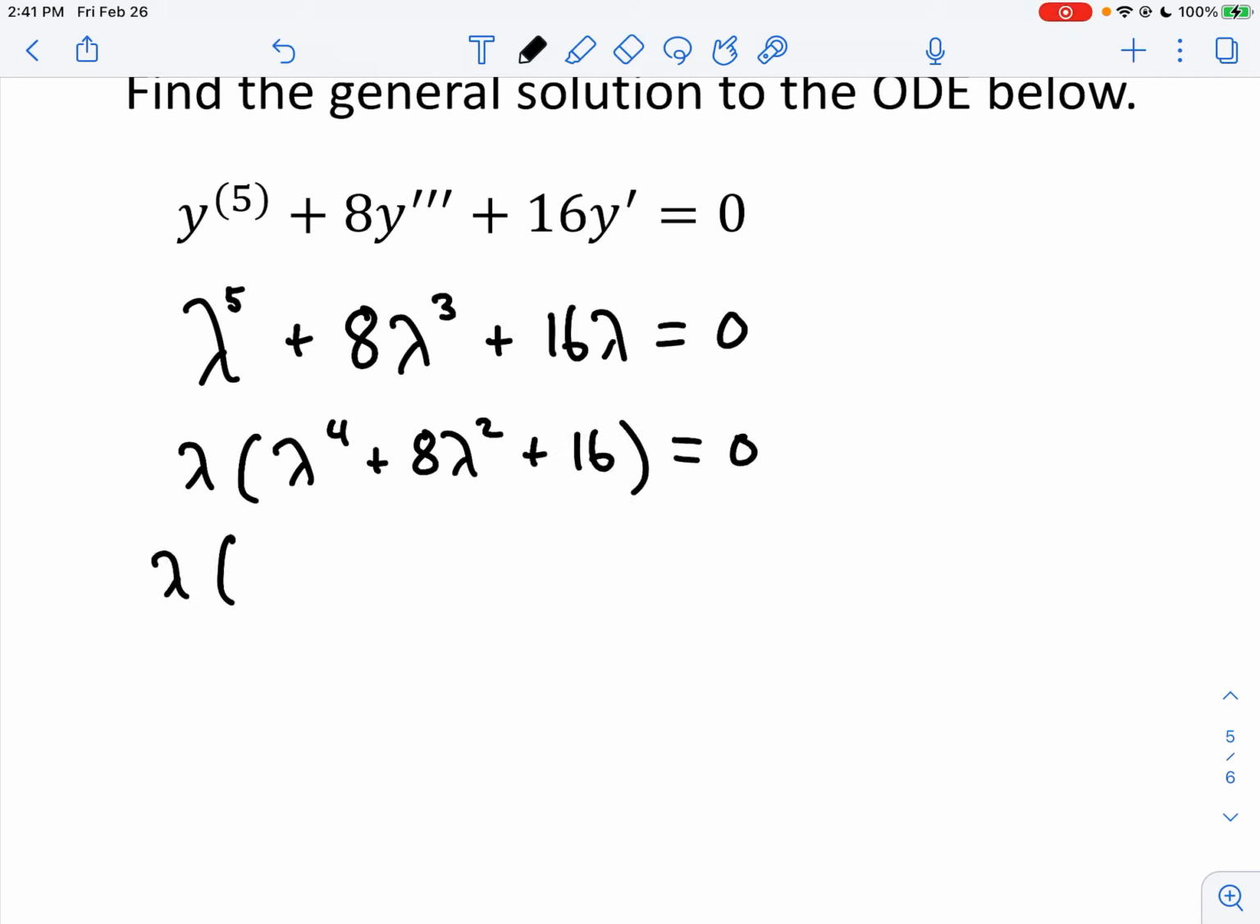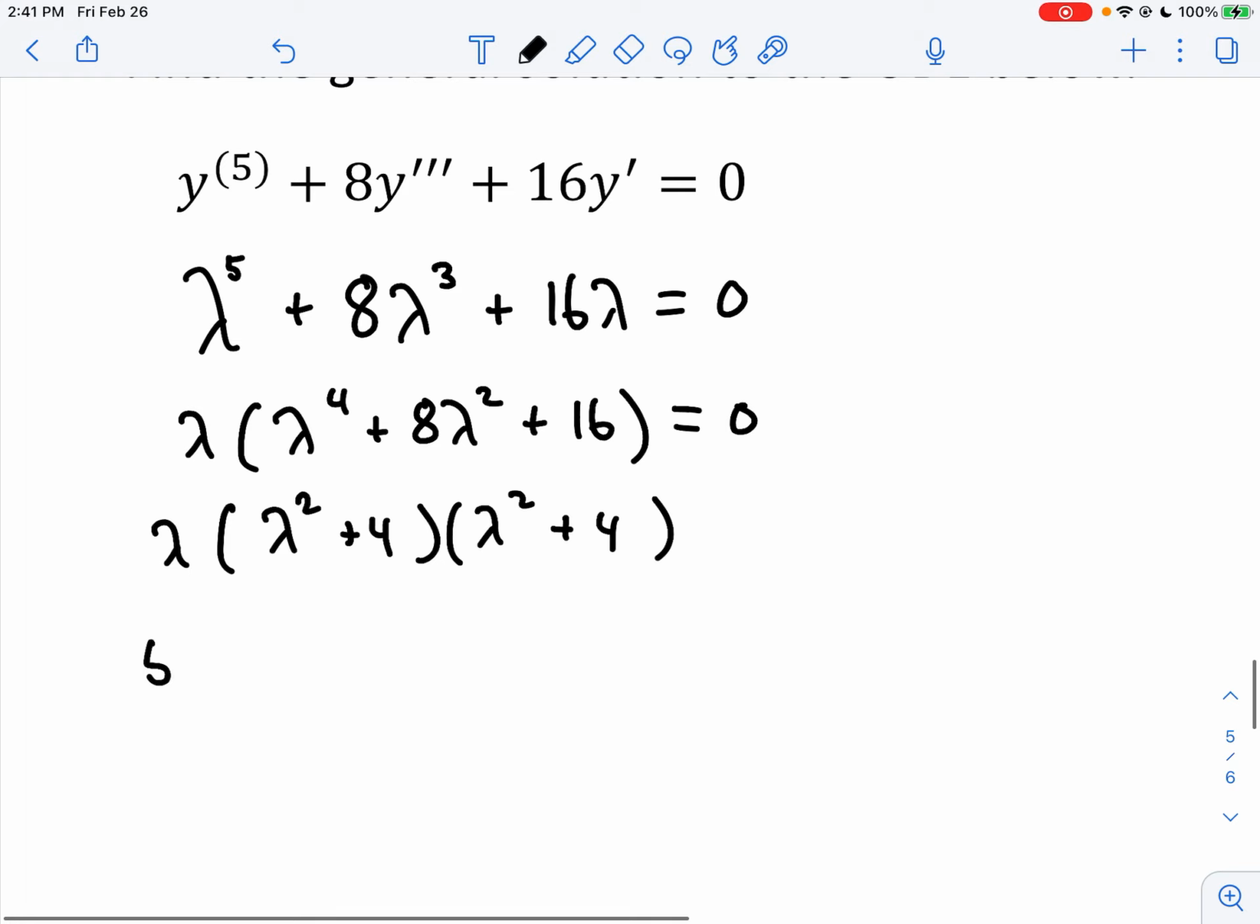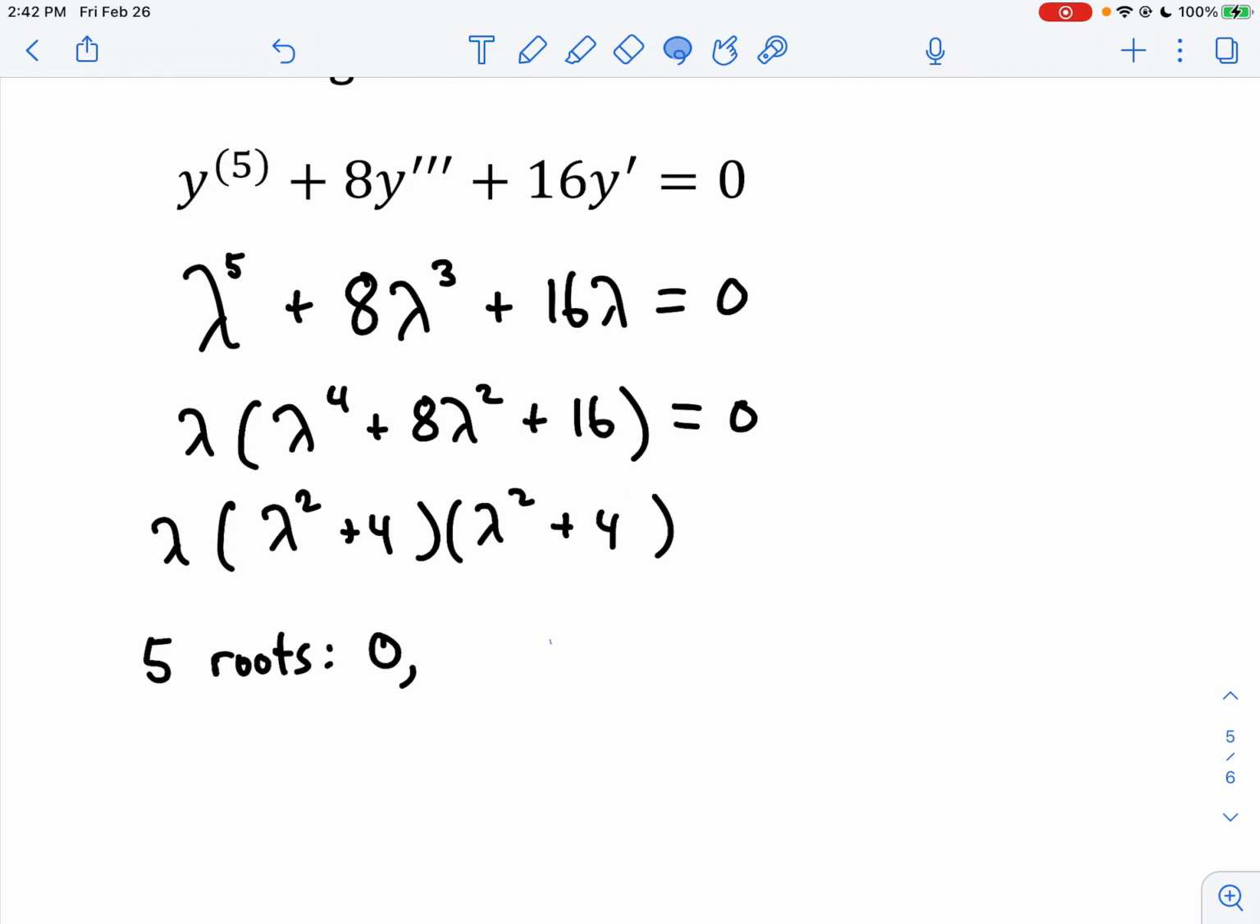And I can factor the next one. It's a trinomial that factors much like any trinomial you would try to factor. Two numbers that multiply to 16, which is 4 and 4, and which add to 8. And just double check this, right? Lambda squared times lambda squared is lambda to the fourth. Then we have plus 4 lambda squared plus 4 lambda squared. That's 8 lambda squared, sure enough, and then plus 16. And for each of these, I'll just go straight to the roots. We have a total of 5 roots. From this lambda here, we get a root of 0. And then from each of these, we get plus or minus 2i.